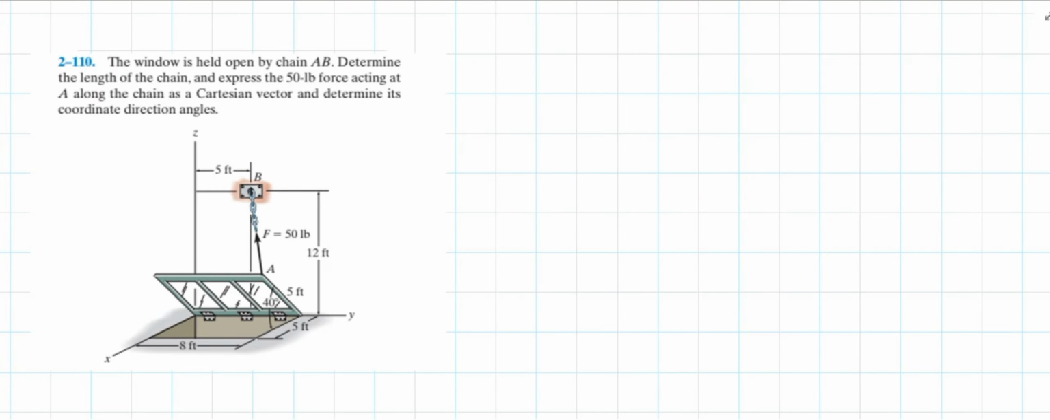Everyone, welcome back. Just try this question. This question says that a window is held open by chain AB. Determine the length of the chain and express the 50-pound force acting at A along the chain as a Cartesian vector, and determine its coordinate direction angles.